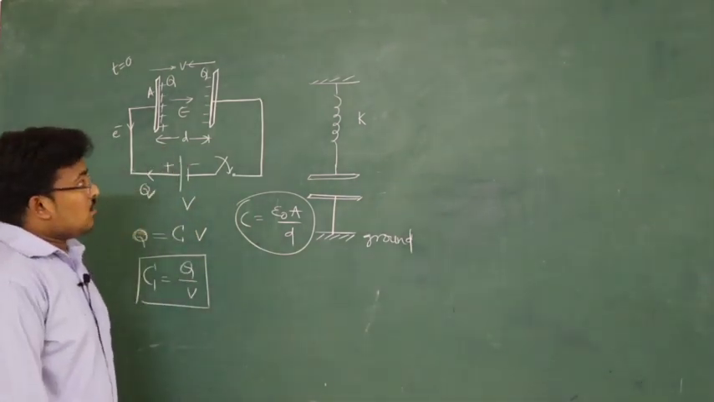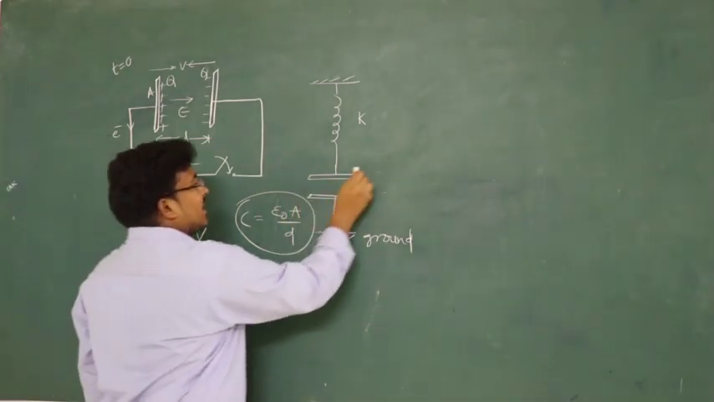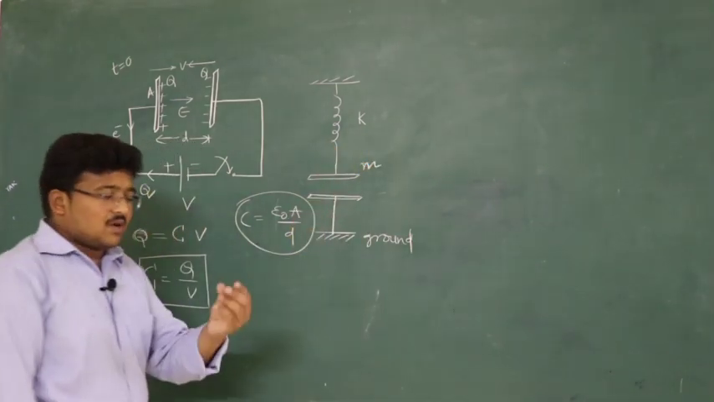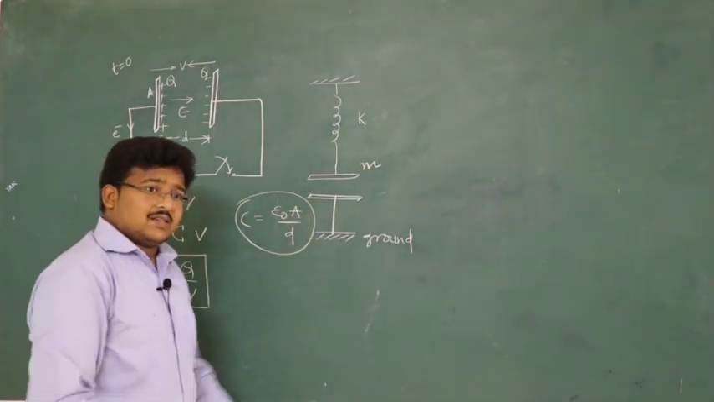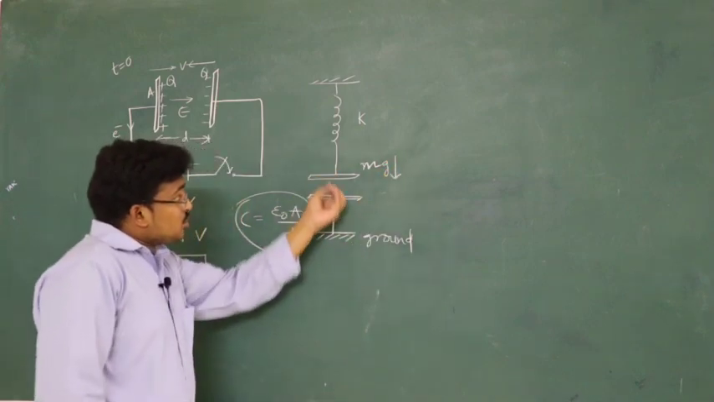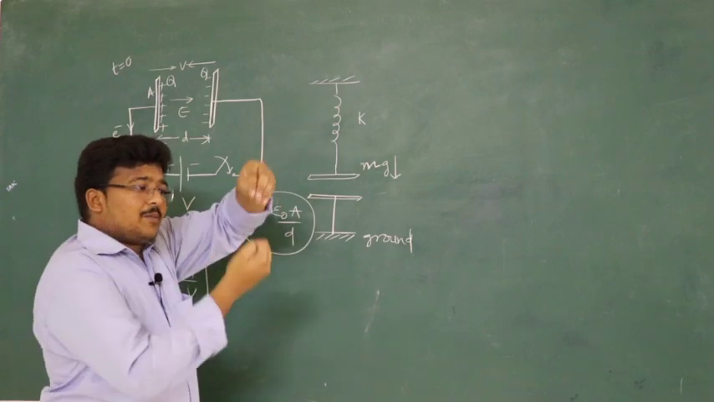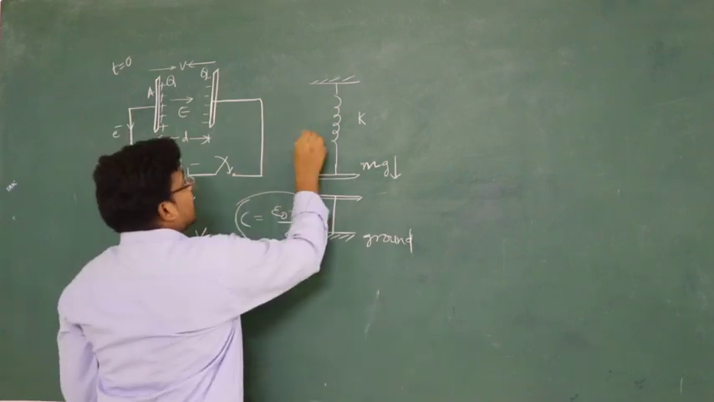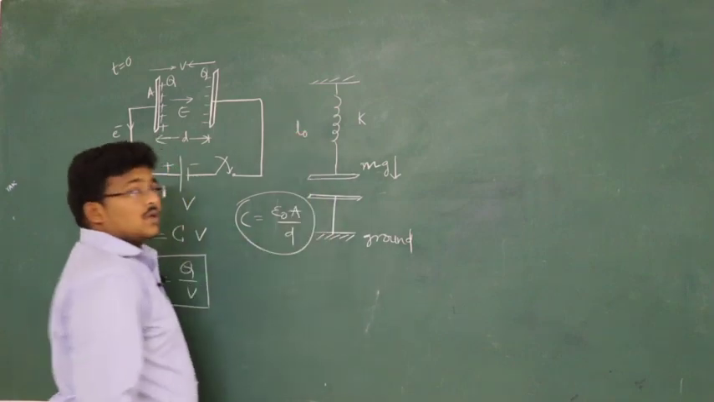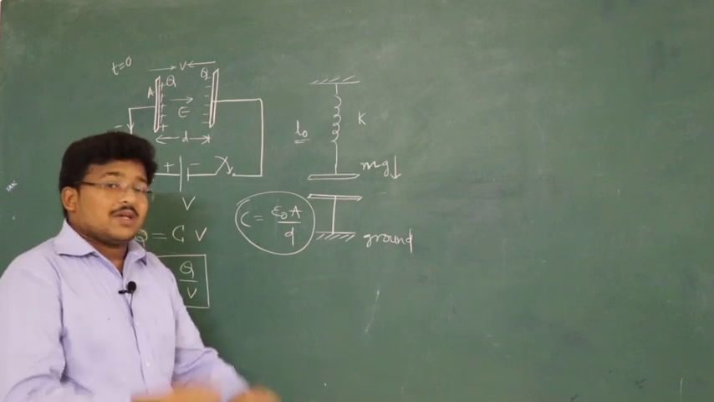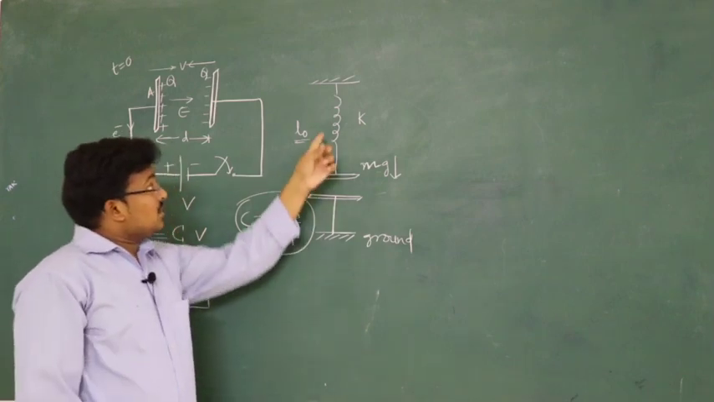Now you know that this plate will have some mass m, so gravity will act. Gravity will act down, and due to that weight the spring will be extended by some distance. Let us say L naught is the initial extension stretched by the spring.